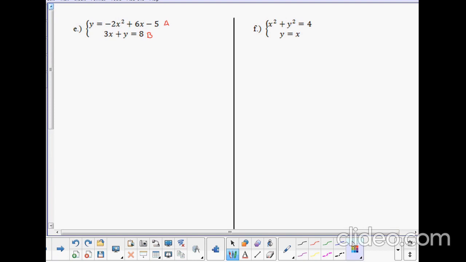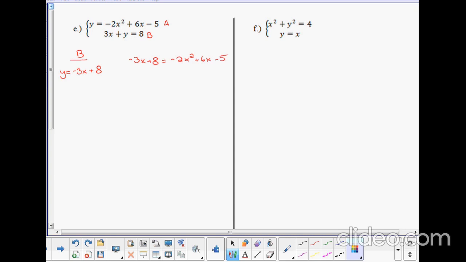So if you want to substitute at this time, you could. Again, I'm going to go ahead and rewrite b just for the purpose of graphing. So b would be negative 3x plus 8. That way it's prepared to graph when I come to that point. Now again, I have equation A and equation B where y is isolated, so I can substitute, which would essentially set the equations equal to one another. So negative 3x plus 8 is equal to negative 2x squared plus 6x minus 5.